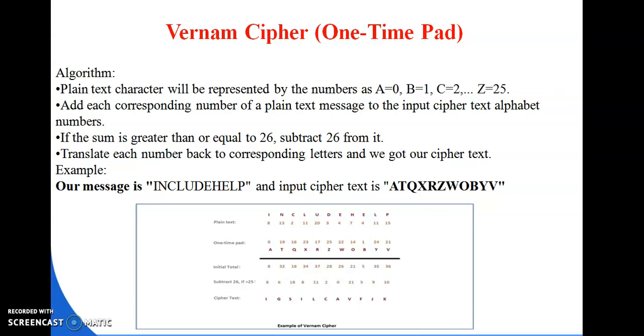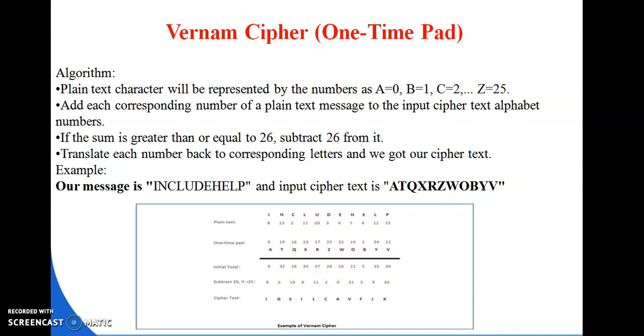Next is your one-time pad. One-time pad means a key is given. Here A, T, Q, X, R, Z, W, O, B, Y, V is given. You have to also put the serial number against each alphabet. A is 0, T is 19, Q is 16, X is 23, R is 17, Z is 25, W is 22, O is 14 and so on.